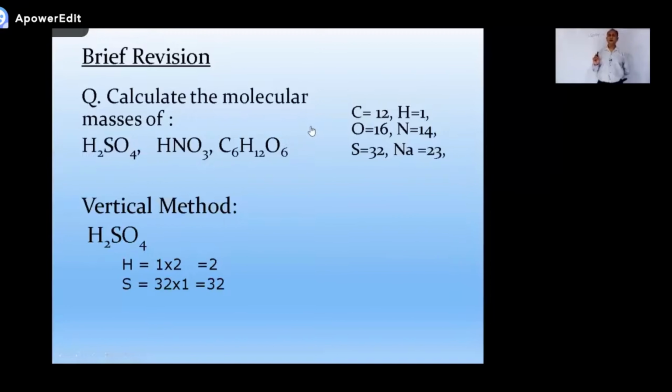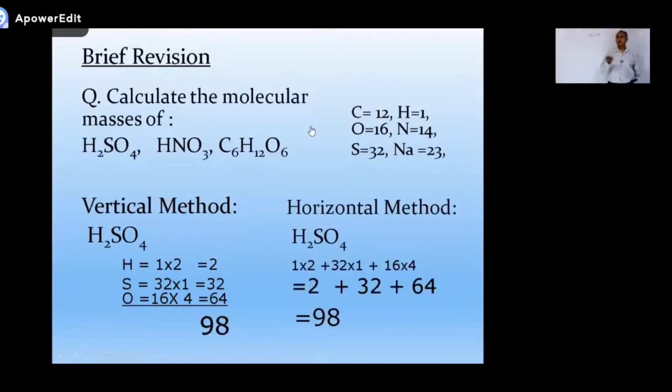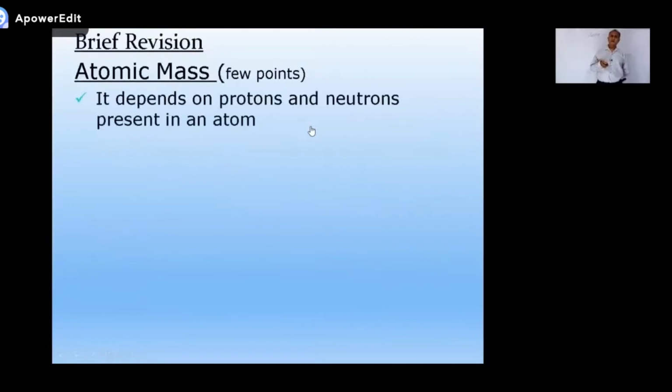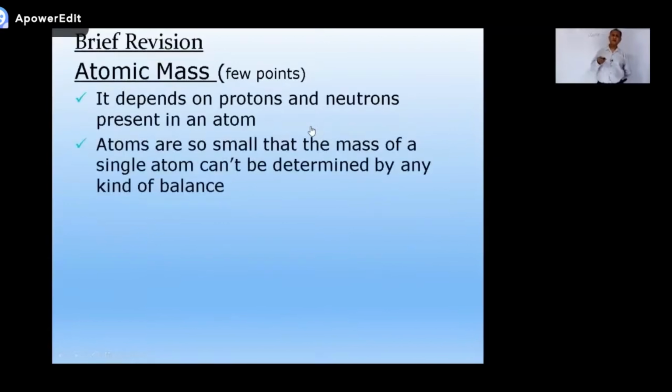All right. Then the next is oxygen. Atomic mass of oxygen is 16. How many oxygens do we have as a subscript? 4. 16 fours are 64, and you got the answer 98. All right. Then the horizontal method, the same, but in a different way. H2SO4. Atomic masses, we did it. I'm not wasting time on this revision because the time is already gone.